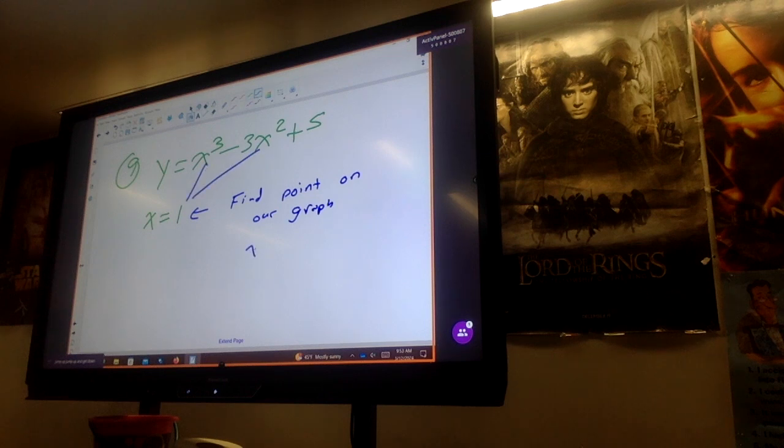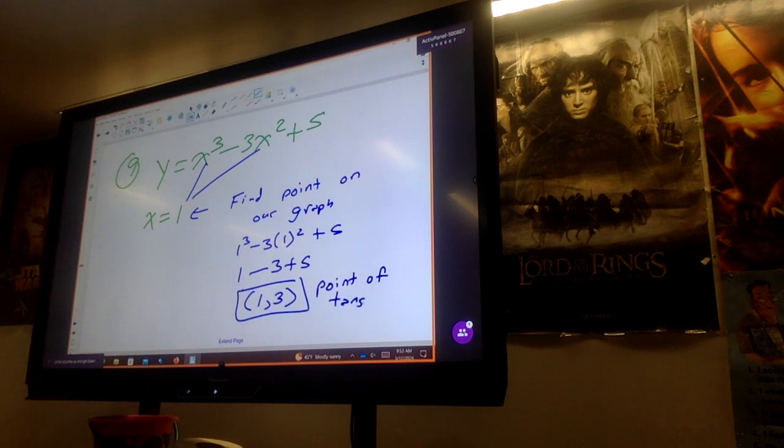So I'm going to get 1 to the third minus 3 times 1 to the second plus 5. 1 times 1 times 1 is 1. 1 times 1 is 1 times negative 3 plus 5. Do the math, that becomes negative 2. Negative 2 plus 5 is 3. So this means that 1 comma 3 is the point of tangency on our original line. Okay? Are we good so far with that?